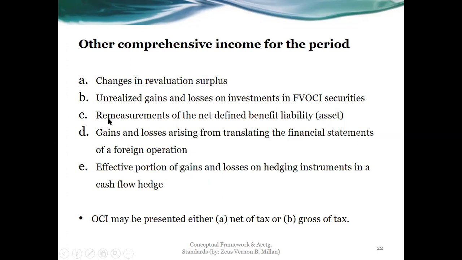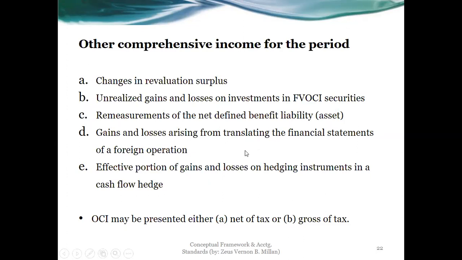So that's why we have to incorporate that. Then letter B is for the unrealized gains and losses on investments in fair value securities, so financial assets at fair value through other comprehensive income. Anyway, financial instruments is one item that we will tackle in the future. Letter C is for employment benefits, especially post-employment, in terms of the remeasurement of the asset. We also have to include that.